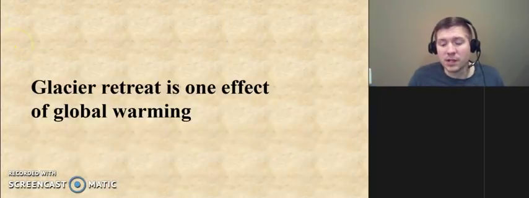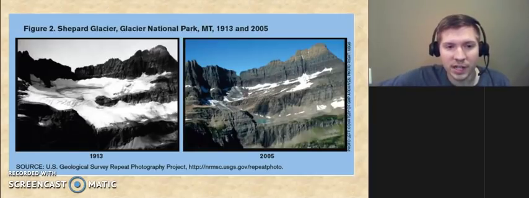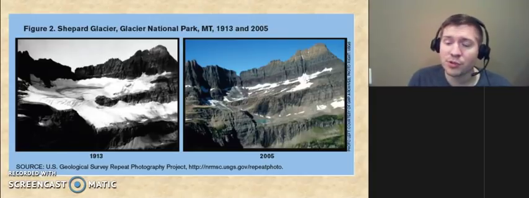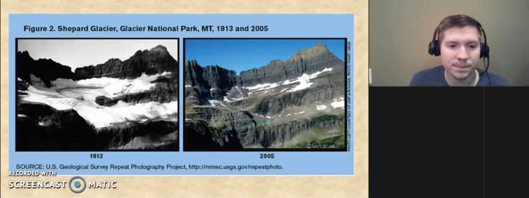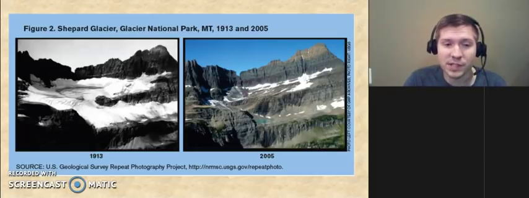So one of the effects of global warming is glacier retreat. Here you can see Shepherd Glacier, a picture from 1913 on the left, and a picture from 2005 on the right. Glacier retreat is basically when glaciers begin melting faster than they can be replaced through snowfall. And this is a concern because a lot of the Earth's population gets its fresh water from glaciers. So we have a strong interest in keeping them around.